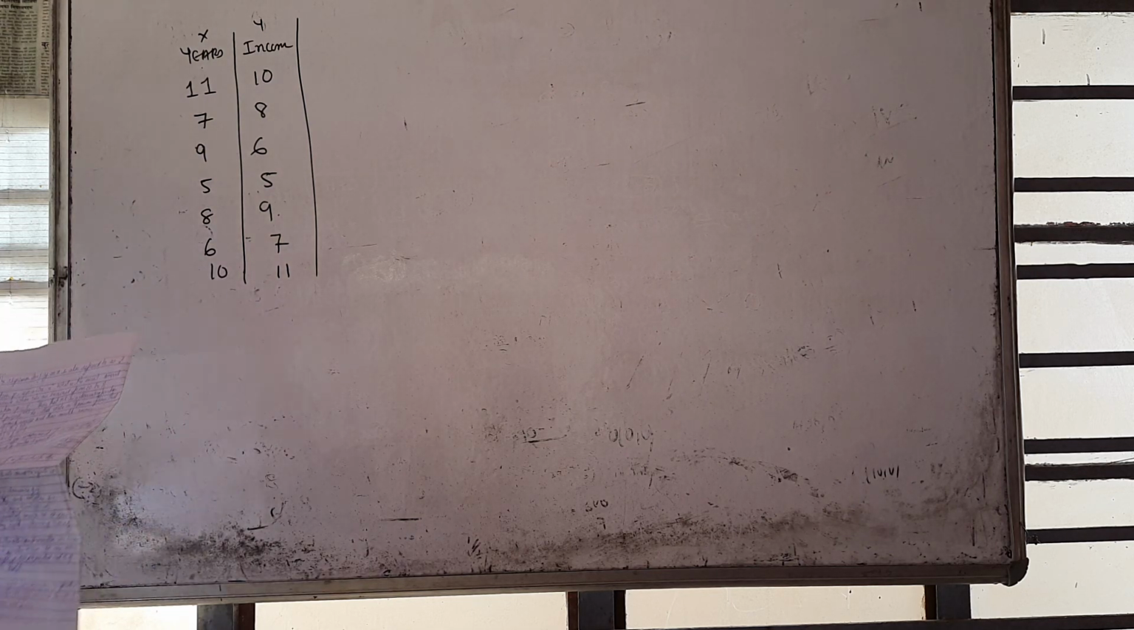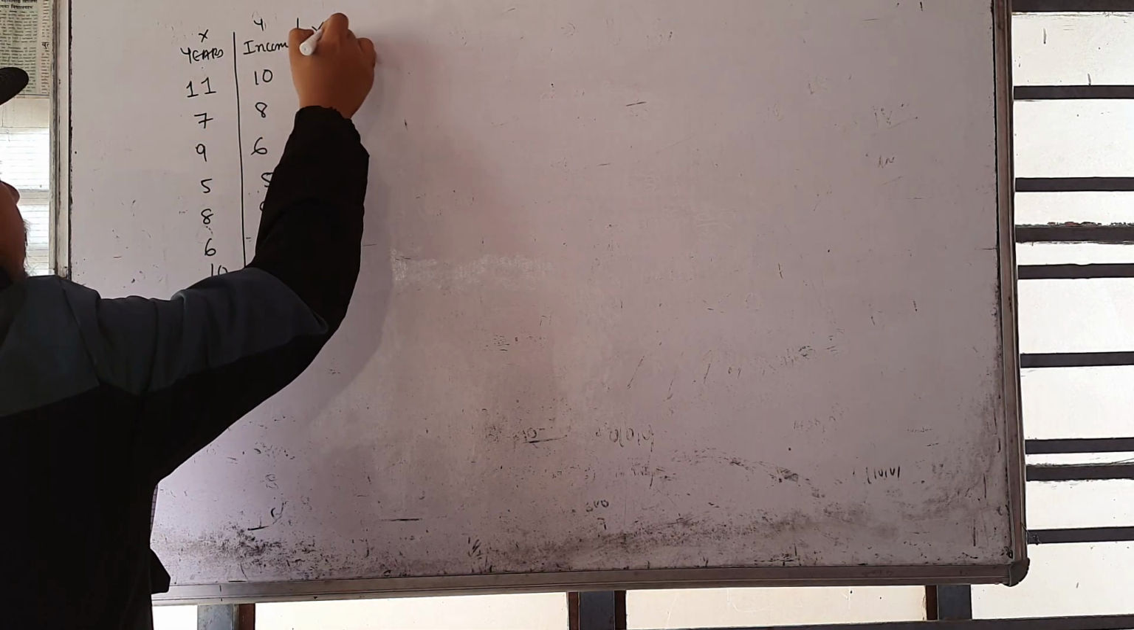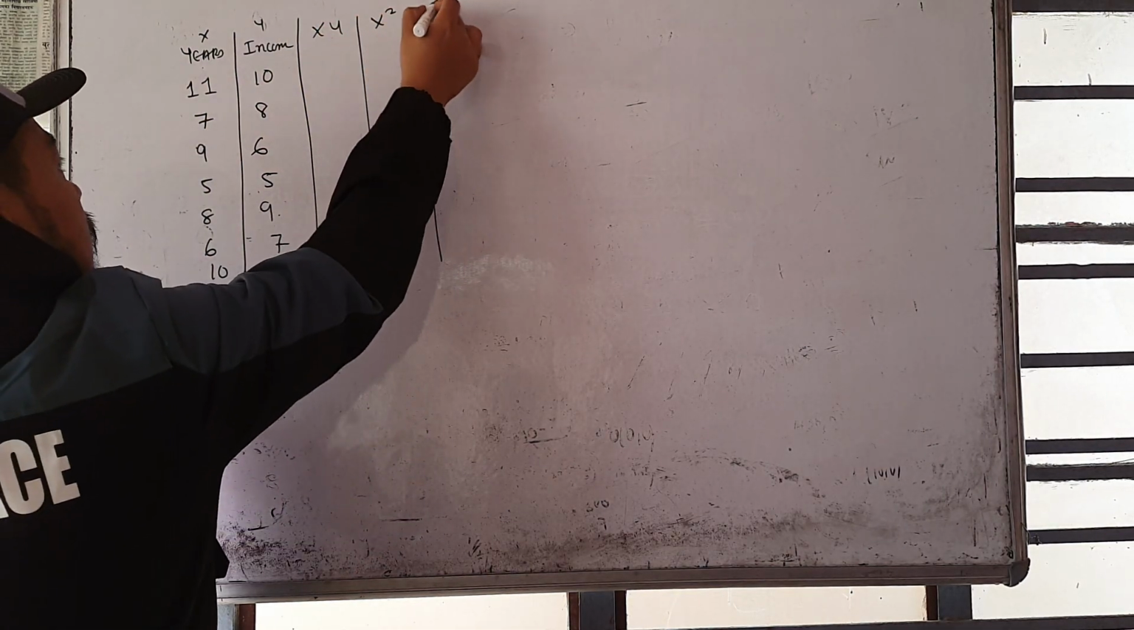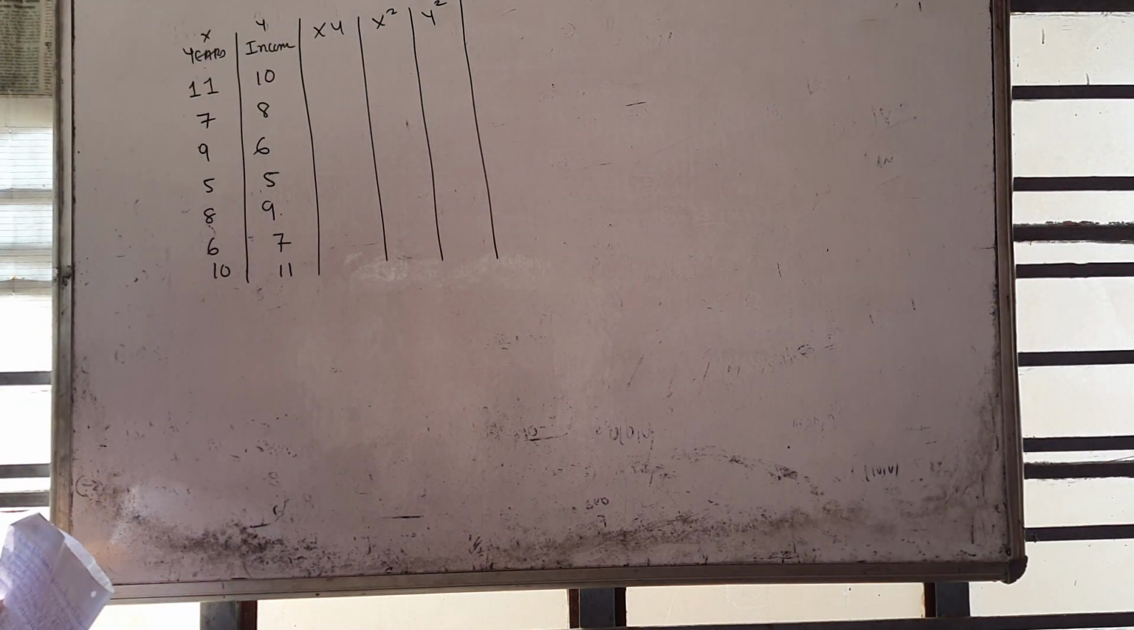Since out here data are small, you're going to make 3 more columns. What are the 3 more columns, guys? xy, x square and y square. Why do we need this? Because we need to find bxy and byx. Is it clear, everyone? Okay, this one can be done easily.